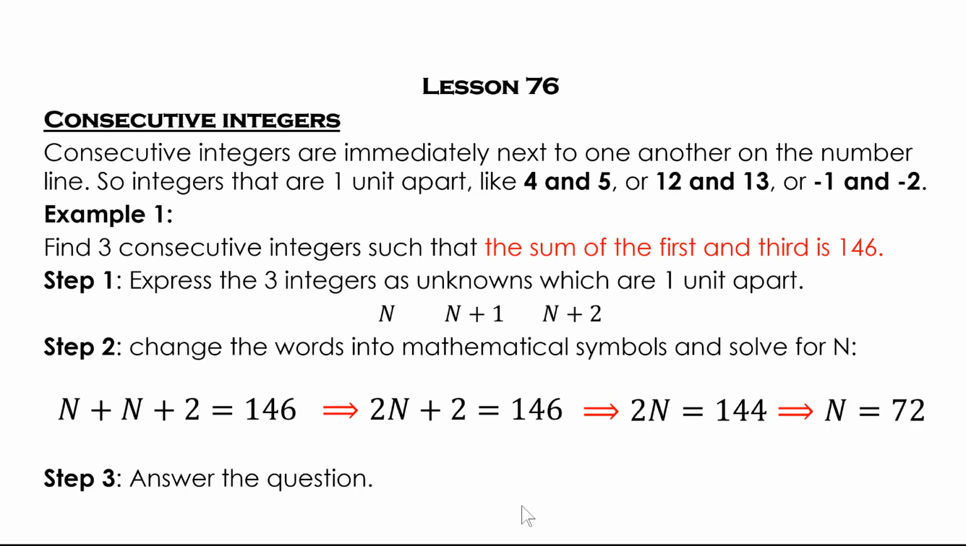n equals 72 is not the answer to the question, because the question says find 3 consecutive integers. So the answer is going to be the 3 consecutive integers, 72, 73, and 74: n, n plus 1, and n plus 2. On these kinds of problems, make sure you answer the question. Don't just stop at finding n or x or whatever letter you use. Make sure you write the consecutive integers that they're asking for.